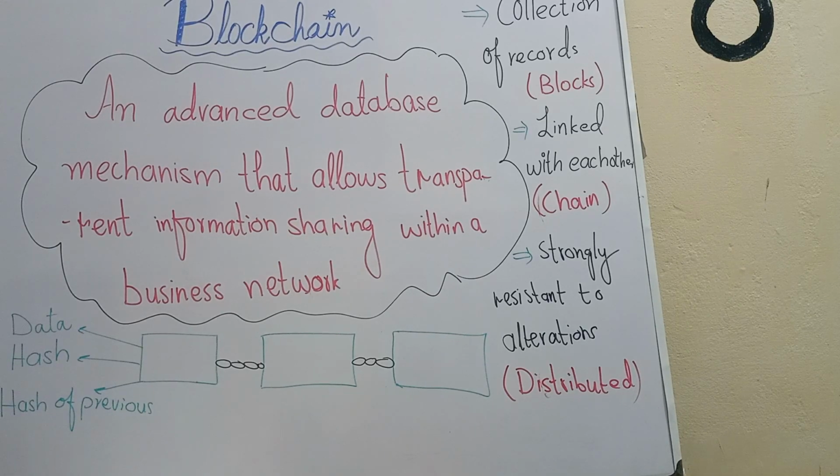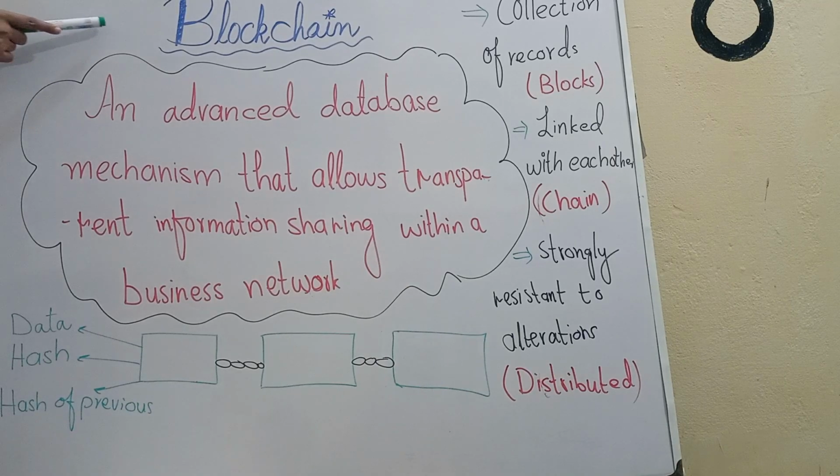So let's get started. First, there are a lot of definitions of blockchain, but in simpler form we can say it is an advanced database mechanism that allows transparent information sharing within a business network. Here are two important things. One, first, the transparent information sharing within a business network. So there is a network of businesses where you can share information, but that sharing is transparent. Here you can take the meaning of transparent as open information, sharing of open information with everyone within that network.